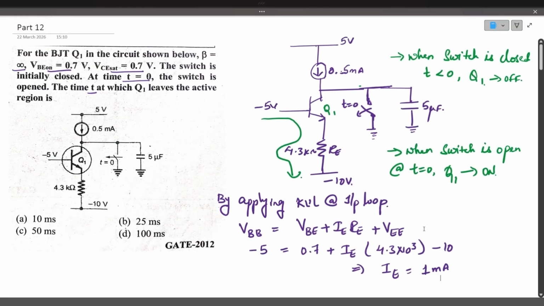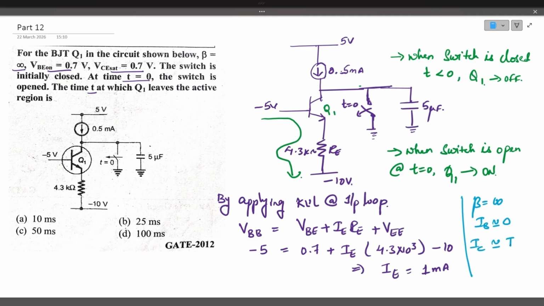Now beta is given as infinite. This makes IB approximately 0, which is negligible. So the emitter current and collector current are the same. The collector current flowing in the transistor is also 1 milliamp. If you apply KCL at the collector node, this is 0.5 milliamps, and the remaining 0.5 milliamps comes from the capacitor. The capacitor discharges in this way.